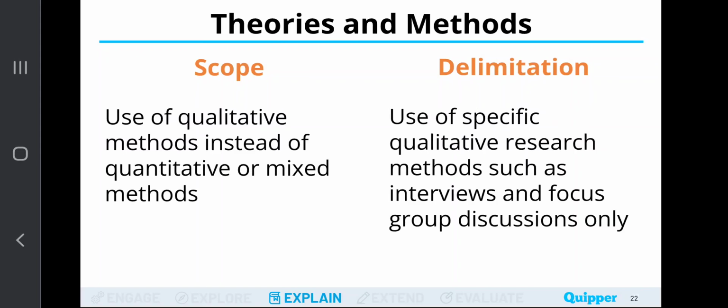Theories and methods. Scope: use of qualitative methods instead of quantitative or mixed methods. Delimitation: use of specific qualitative research methods such as interviews and focus group discussions only. So no need for you to mention instead of quantitative or mixed methods, but there is now an understanding that it will only be specific to qualitative research methods such as interviews and focus group discussions only.